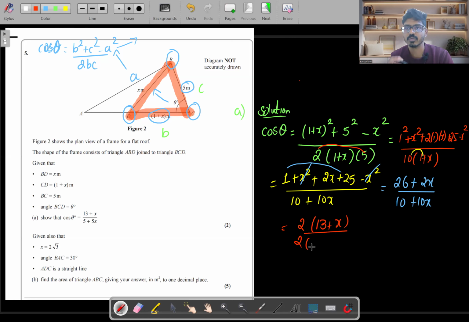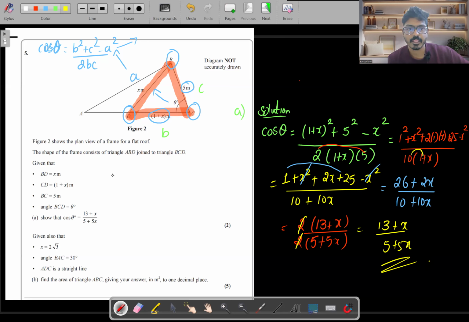Also, I can take 2 as a common factor in the denominator, which is 2 times 5 is 10, plus 5x. Then if we cancel out these 2 and 2, we remain with 13 plus x over 5 plus 5x. So this is going to be our answer for part A. That is what we needed to prove, so just apply the cosine rule and solve this question.